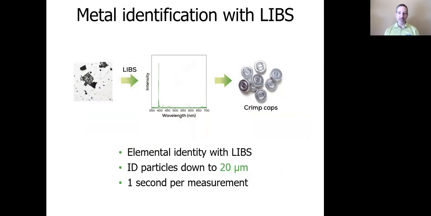Last example here is to talk about laser-induced breakdown spectroscopy, or LIBS. LIBS is basically the same concept as Raman. The differences are it focuses on elemental analysis, so metals, glass, heavier elements, and it can identify particles as small as 20 microns. It's very simple to operate. You just line up the particle with the laser and fire the laser. There are no settings. It's just 1 second per shot, and you get the intensity point back out.